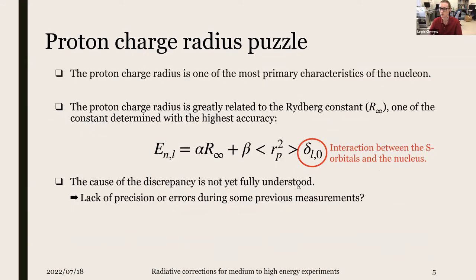So why is it so important to know the proton charge radius? Of course, it's one of the most primary characteristics of the nucleon. The proton charge radius is also greatly related to the Rydberg constant, which is essential for spectroscopy, as the energy of the s orbitals is related to the proton charge radius and the Rydberg constant. And the cause of the discrepancy of the proton charge radius is not yet fully understood.